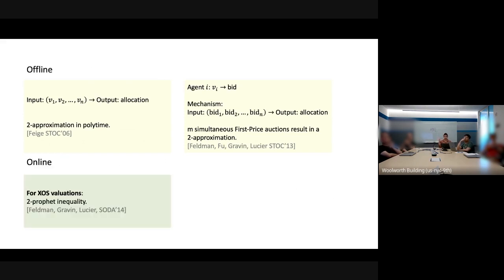Now back to our online setting. If we restrict the valuations to be XOS, which is a strict subset of the subadditive valuations, we can guarantee a factor 2 profit inequality. And for the general case of subadditive valuations, prior to our work, the best result was order log number of items profit inequality.